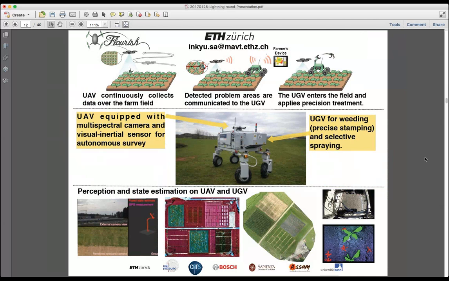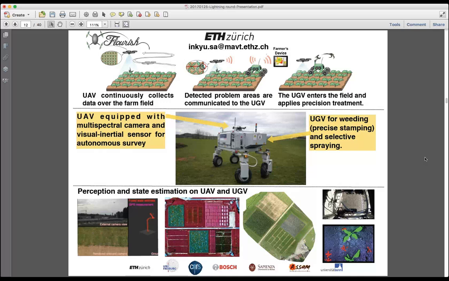Okay, I'm here. My name is Inkyu from Zurich, Switzerland, and the local time is 9 p.m. I'm a postdoc at the Autonomous Systems Lab at ETH, working on a project named Flourish. This project makes use of heterogeneous robots such as unmanned aerial vehicles and unmanned ground vehicles, aiming at improving yields and minimizing chemical usage and user intervention. The first row illustrates the objective of the project.